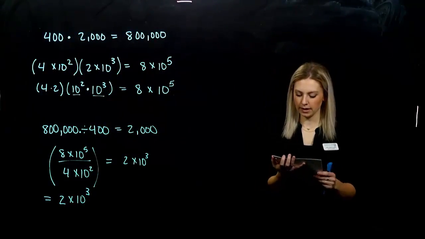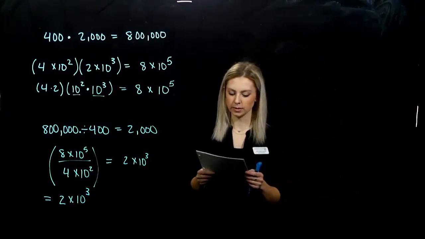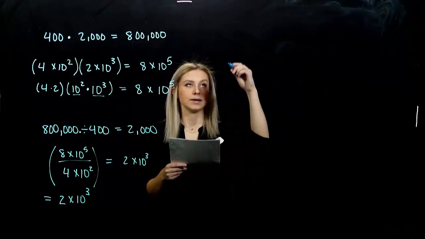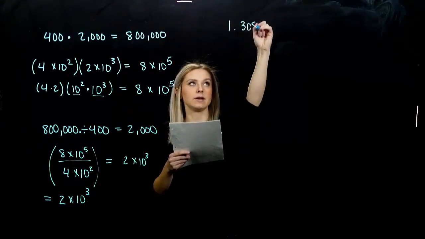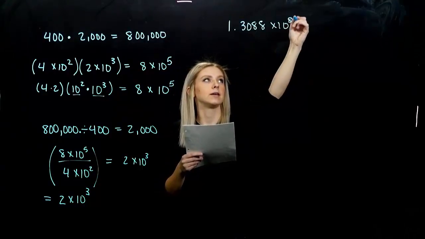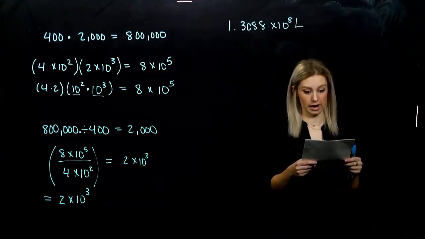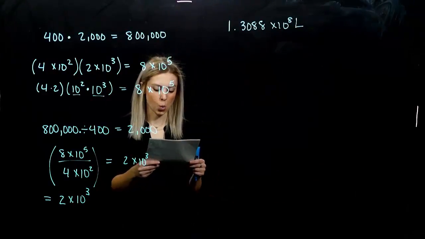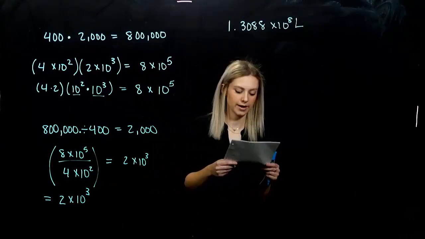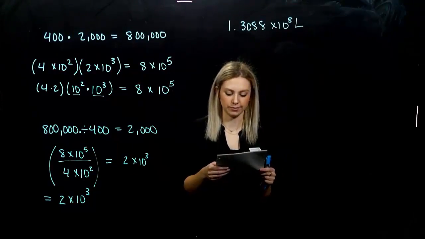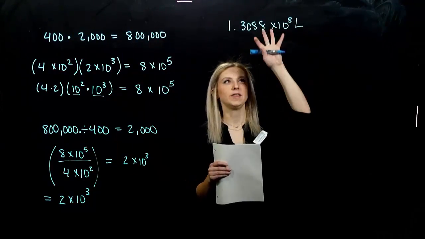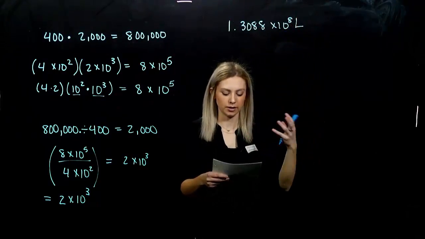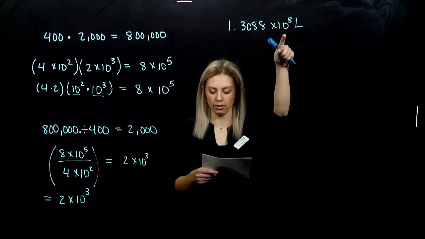Last example. On the Canadian side, the amount of water that spills over Niagara Falls in 1 minute in the summer is about 1.3088 times 10 to the 8 liters. A crap ton. How much water spills over the falls in 1 day? Express your answer in scientific notation. So in the very beginning, this many liters per what unit of time? What are we looking at? This is per 1 minute.